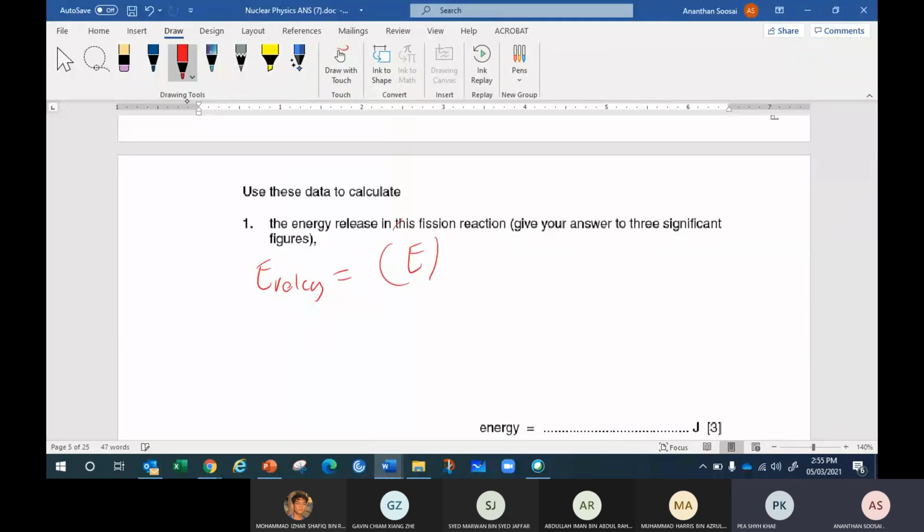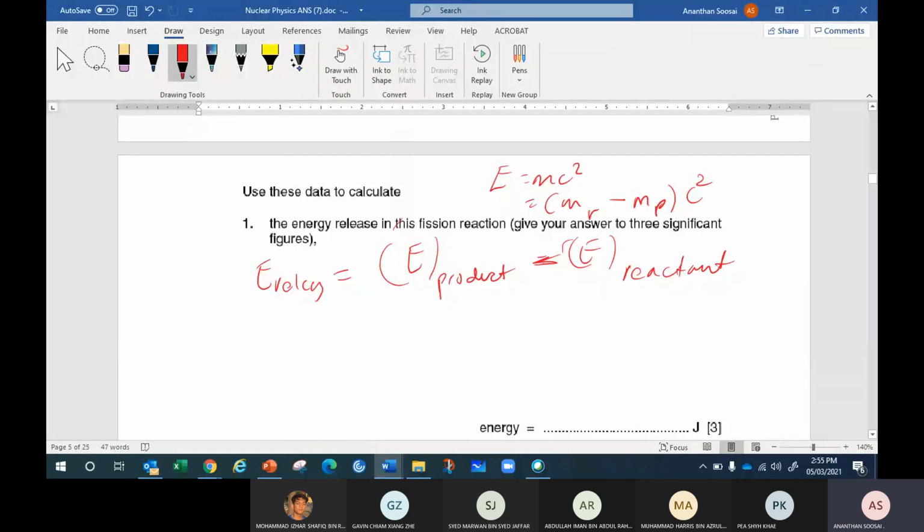Energy of the product minus the reactant. Yes, good. Product minus the binding energy of the reactant. If you use E equals mc squared, the mass defect is mass of the reactant minus mass of the product, times c squared, for a naturally occurring nuclear process. In the case of exothermic, reactant minus product. So be careful. Okay, so you get the answer, energy release.